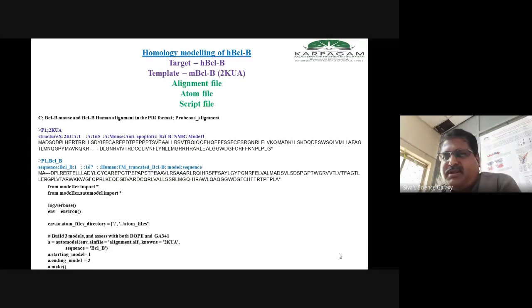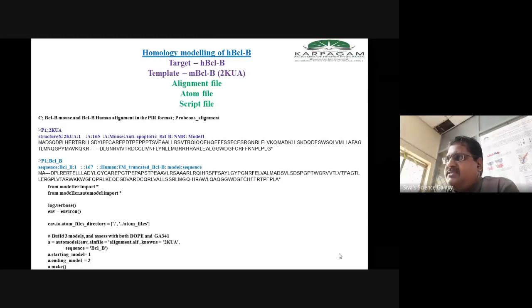Okay, homology model. Assume now BCLB, you can see on the slide. BCLB is an anti-apoptotic protein. H stands for human, so the organism is human. The BCLB from human has a sequence but doesn't have a structure. So that is our target. Our target doesn't have a structure, so we have to predict the structure of the protein. For that, what do we have to do? We should identify the template first.